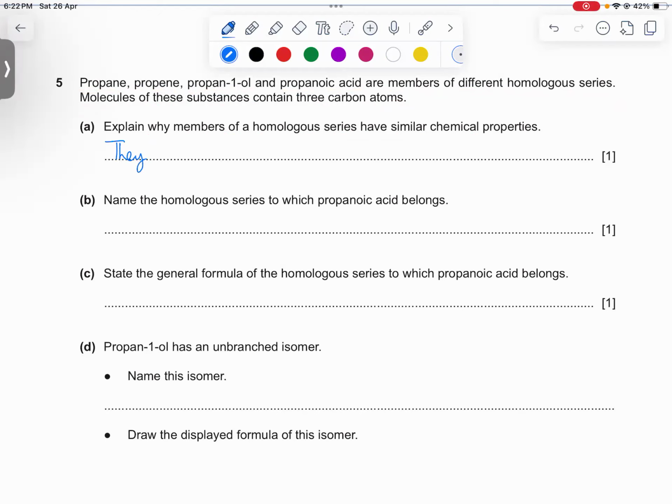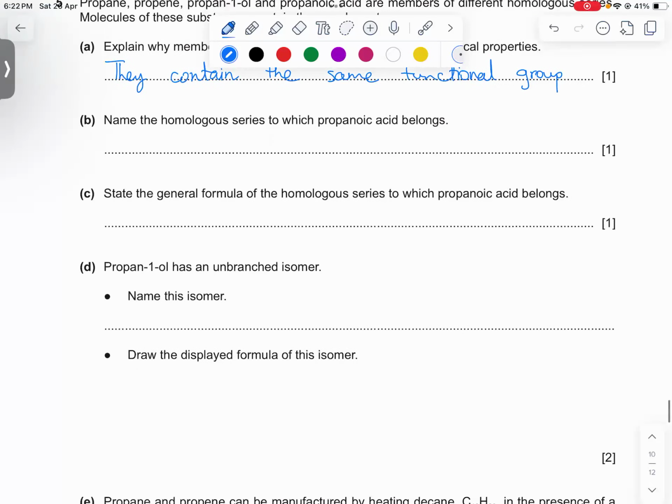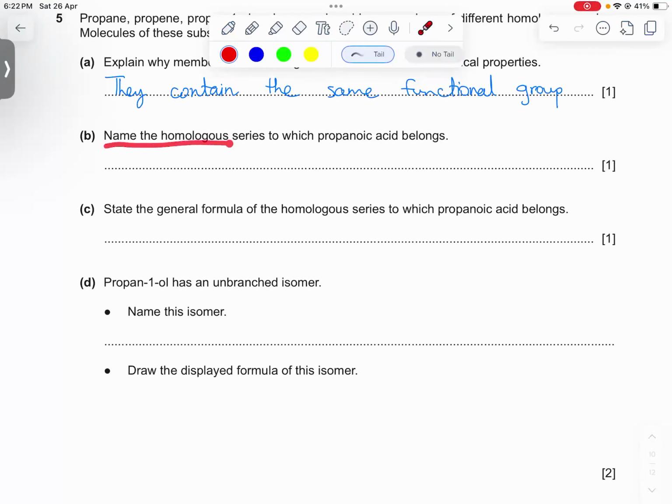They contain the same functional group. All right, members of the same homologous family have similar properties because they contain the same functional group. Name the homologous series to which propanoic acid belongs. It belongs to the family of carboxylic acids, right?